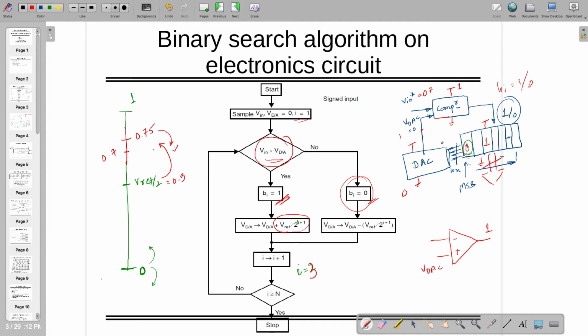Do you need some explanation on this, or are you following? Yeah, Siddhant? Yes, sir. Are you following, or do you want some more explanation? No, sir.